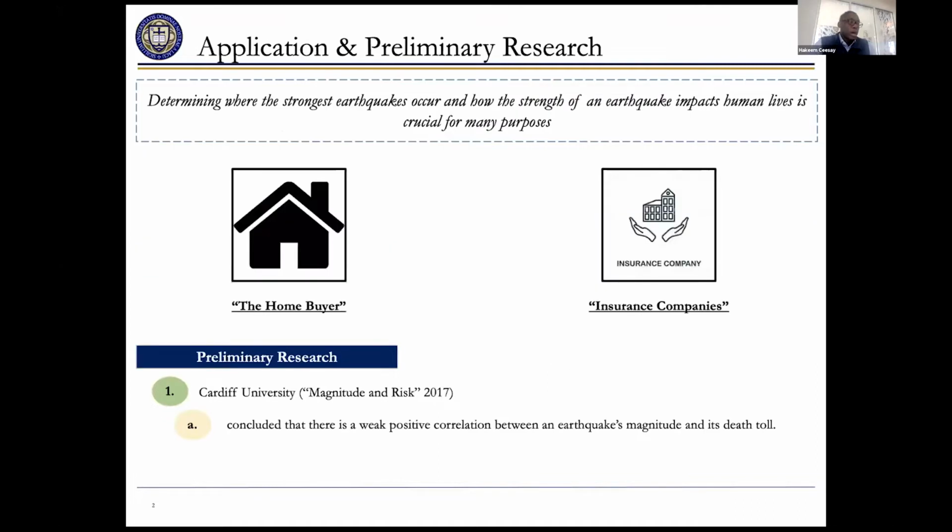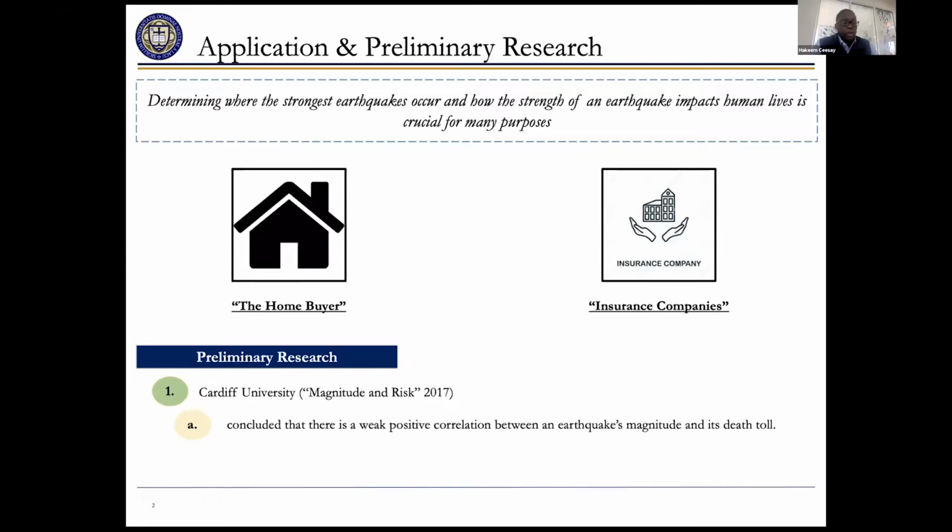So moving forward, determining where the strongest earthquakes occur and how the strength of an earthquake impacts human lives is crucial for many purposes. For the individual buying a house, knowing where these earthquakes are more prevalent is important in ensuring that they can live in a safe place where the risk of being impacted by an earthquake is minimized. If one does live in an area with a high prevalence of earthquakes, it is also critical to understand this so they can prepare for any possible earthquakes in the future. For insurance companies and other protection, avoiding catastrophic loss is also important.